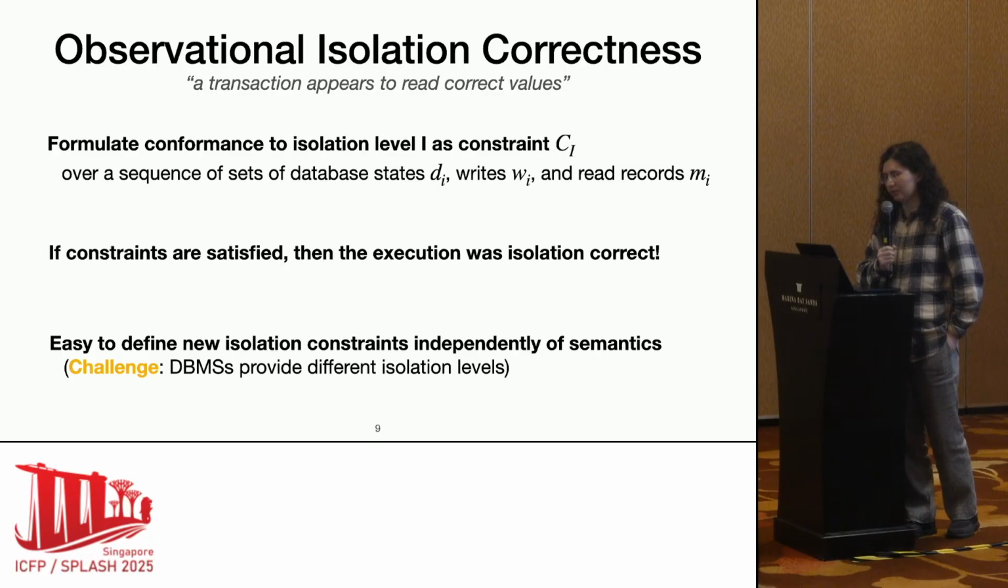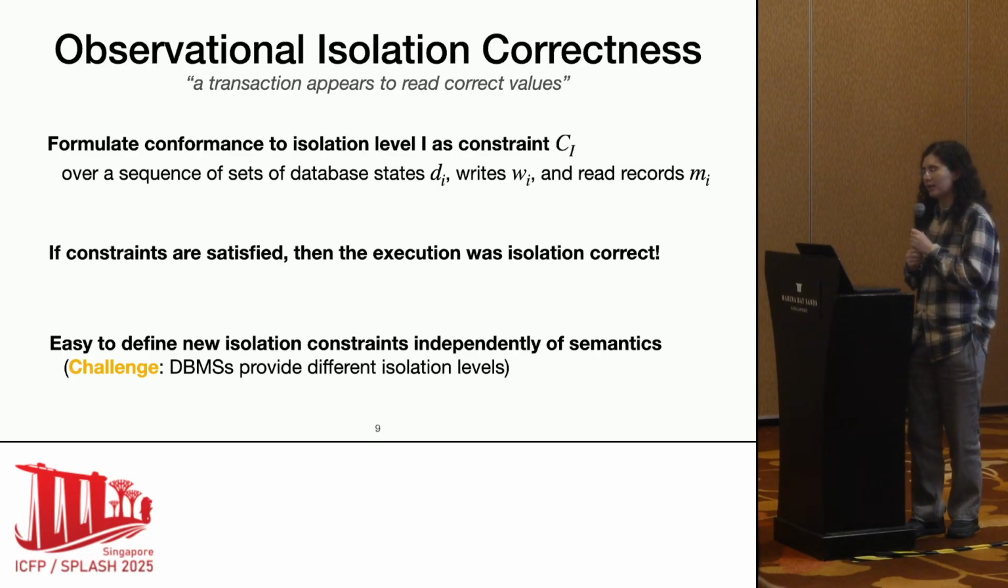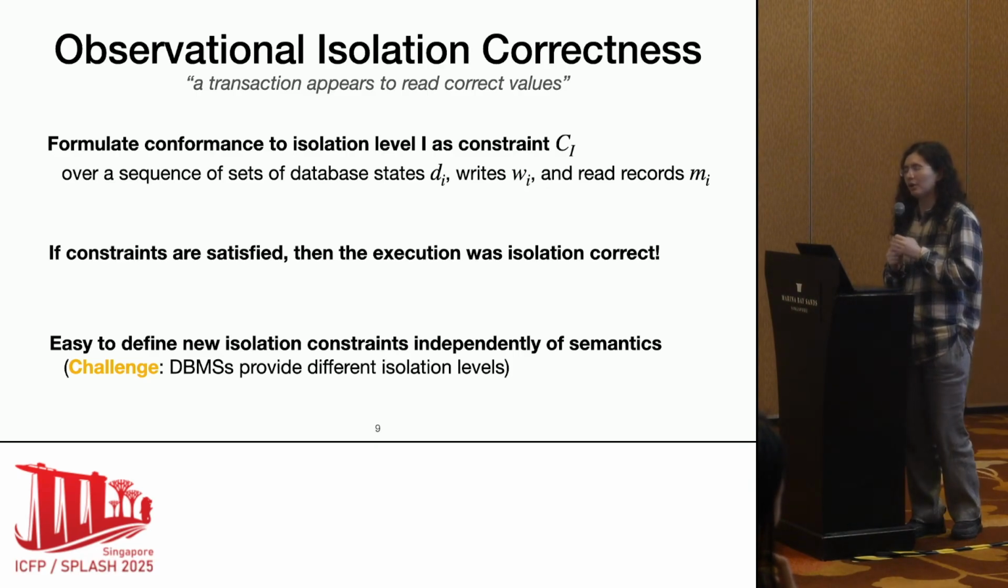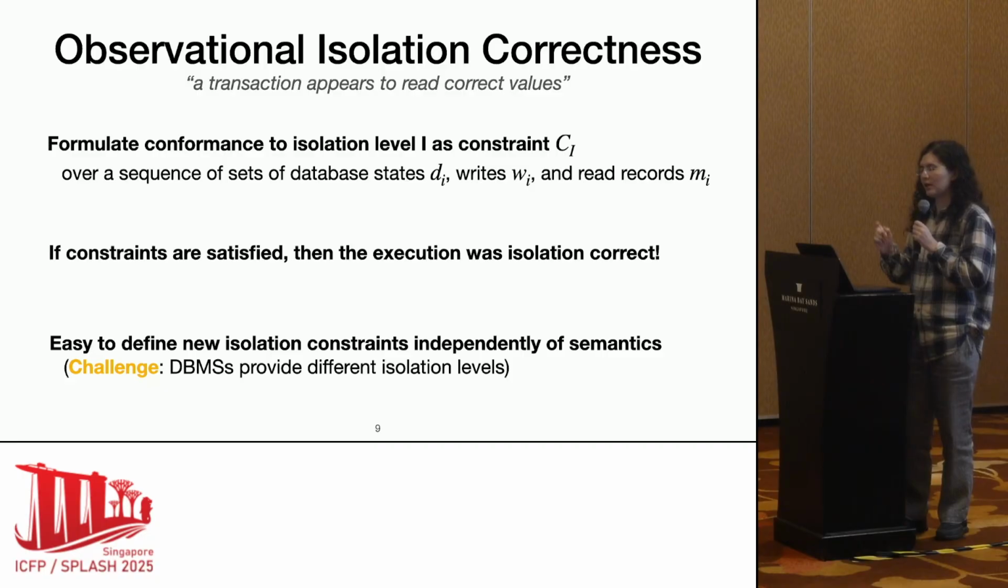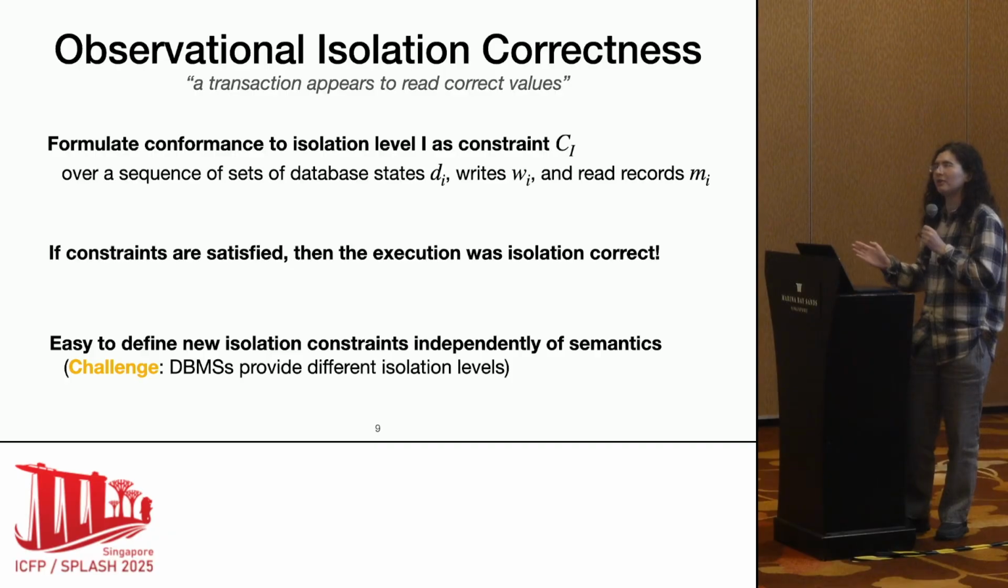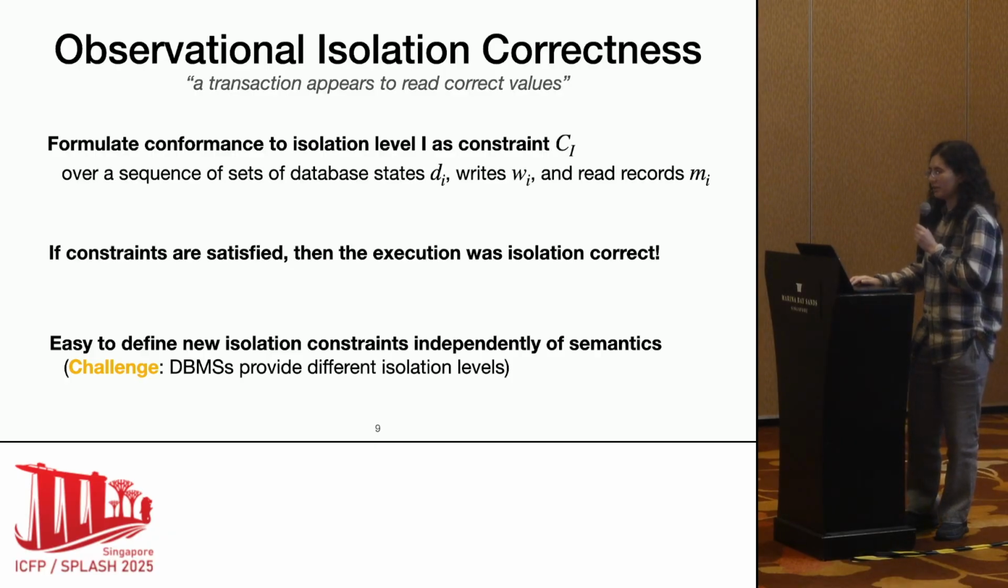And the nice thing about handling isolation levels like this is that it's easy to define new isolation constraints independently of the semantics. So if we have many different isolation levels, as mentioned earlier, then we can just define some new isolation constraints, and this is independent of how the semantic part is handled.